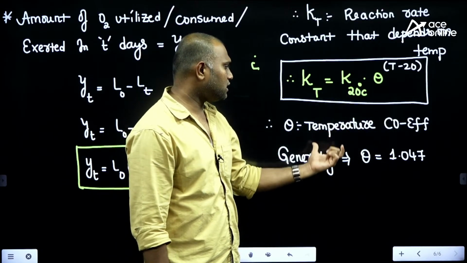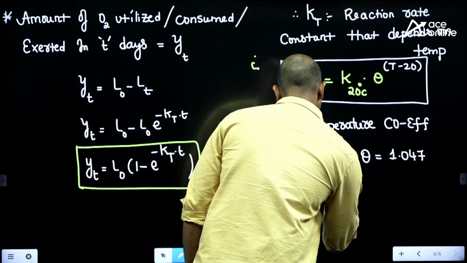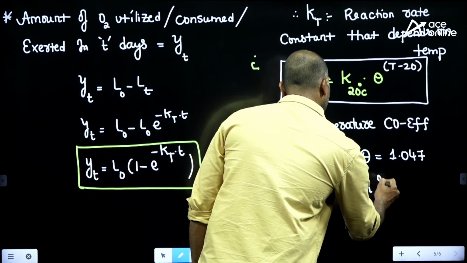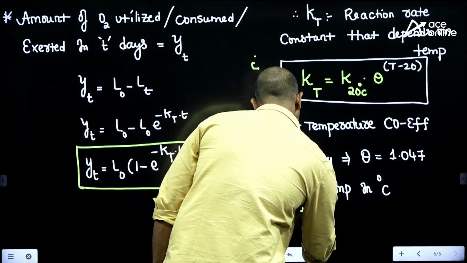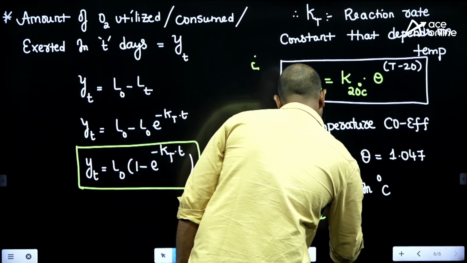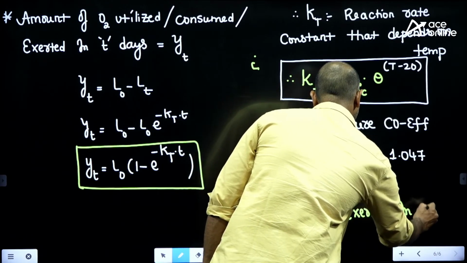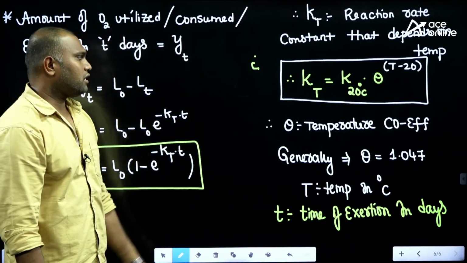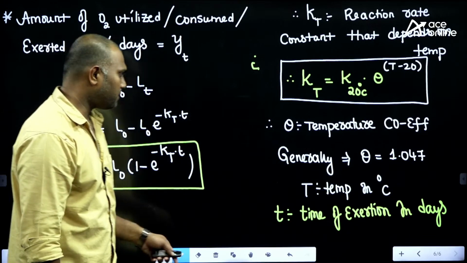So what is theta? Theta is nothing but the temperature coefficient. And capital T is nothing but temperature in degrees centigrade. And what about that small t? That is nothing but time of exertion or utilization in days. So eventually, KT is equal to K20 degrees into theta power T minus 20.